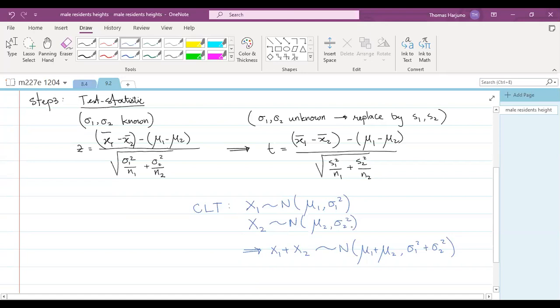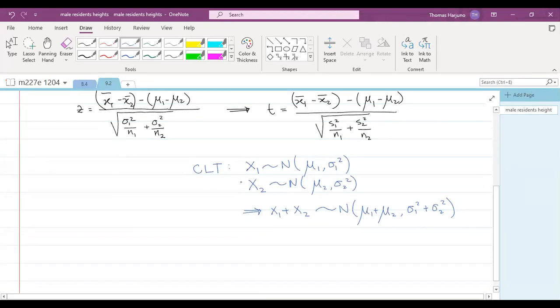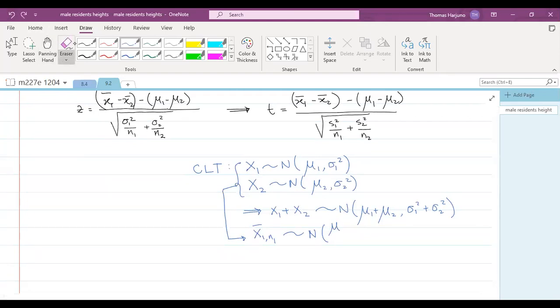Okay, so Thomas, what does it have to do with that? It has to do with that in the following way. Imagine you do the sampling distribution of x1 bar with sample size n1. It will be normally distributed with mean mu1, the same mean. The central limit theorem, remember? The same mean, yet the variance will be the original variance divided by n1.